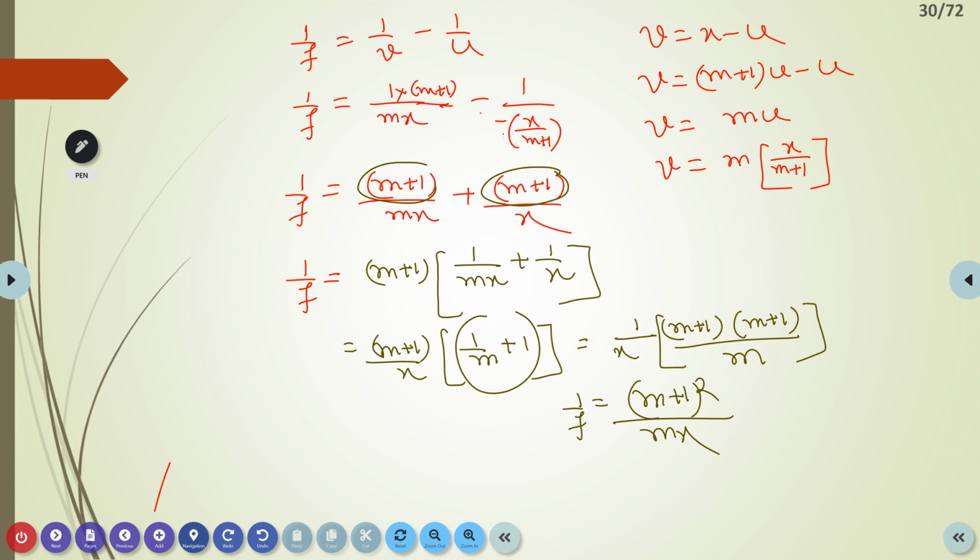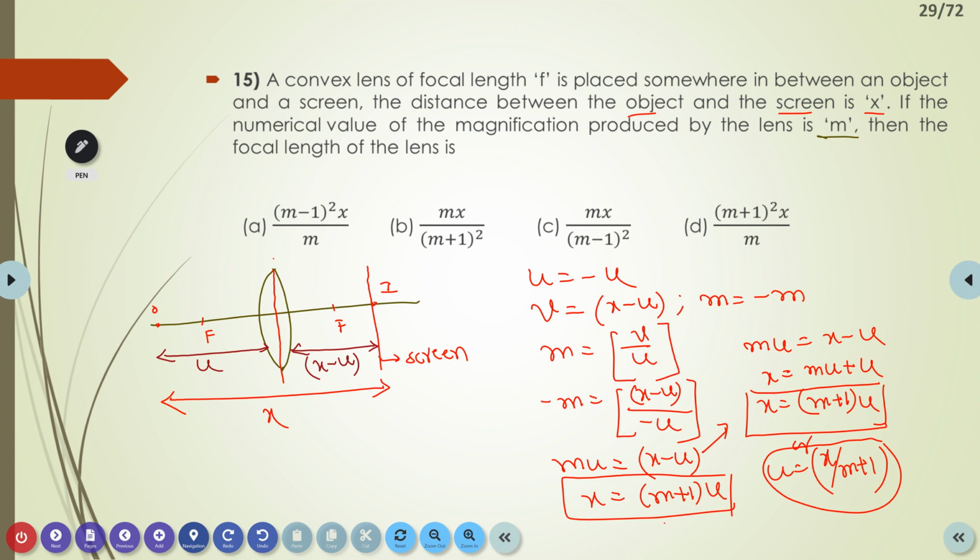This is 1 by F I calculated, but I need F. Therefore, F equal to Mx divided by M plus 1 whole square. This is the answer. Let us check it. The choice is there or not. Mx divided by M plus 1 whole square. This is the right choice. But somewhat lengthy problem it is. Okay. Next.